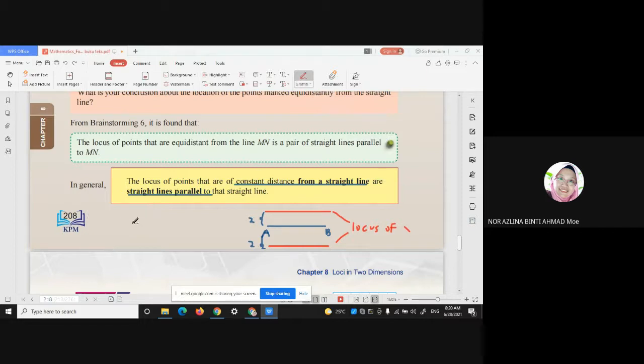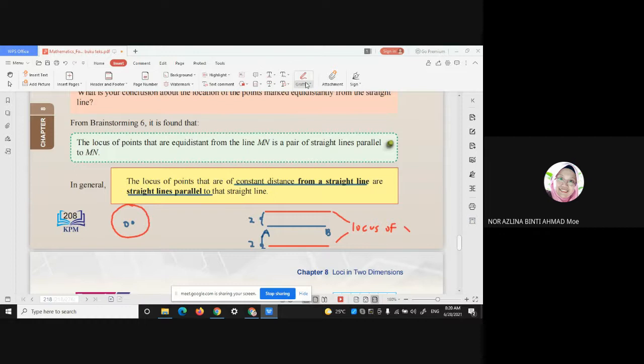This is a fixed point, O. So what is the locus from this fixed point? Using the same distance, equal distance, the locus will form a circle. Okay, the first shape of locus is a circle.